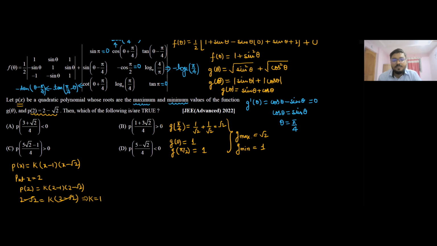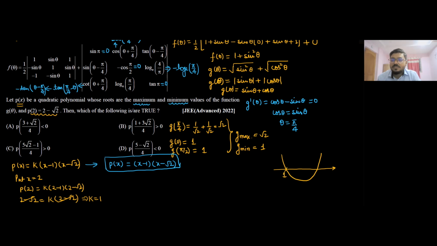K is 1. That means the function p(x) is, with k value 1, (x minus 1) into (x minus root 2). Now we have the quadratic polynomial also. Now next thing is we have to check the options: if I put x equal to this, whether the value will be negative or positive. Okay, now how to check this? For that, we see the leading coefficient of this quadratic is positive, x into x is x squared, so actually this is positive. So the graph of this quadratic, the parabola, will be an opening upward parabola.